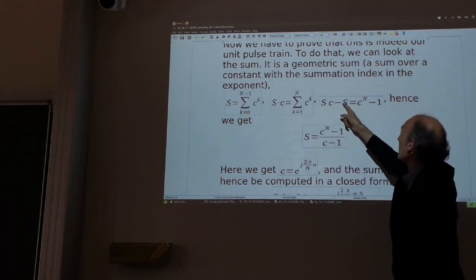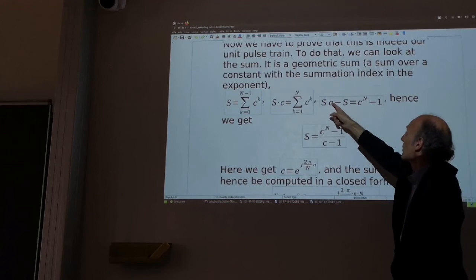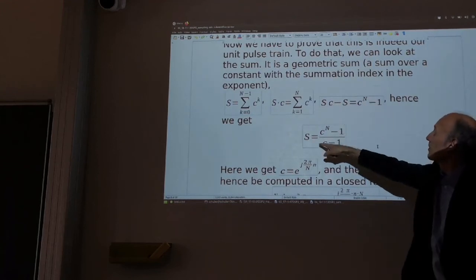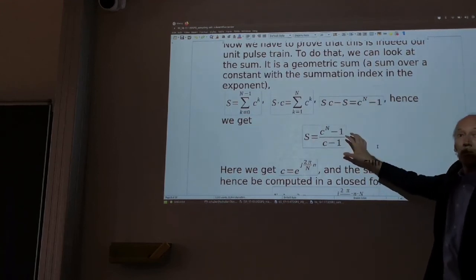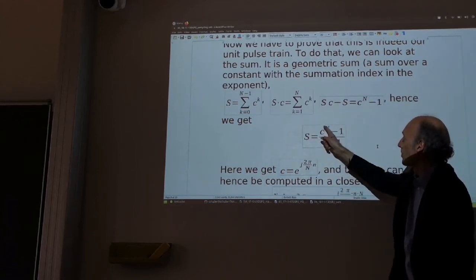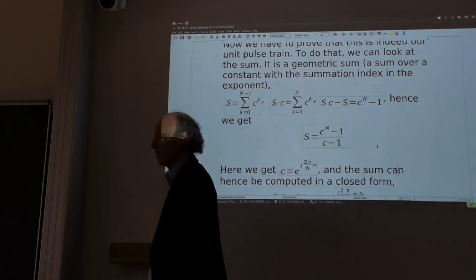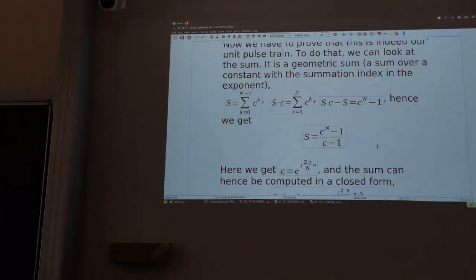So we know that this is true, and then we can just factor out s and bring the c minus 1 on the other side, and this is the result. So this is our closed form solution for the sum. And now we can just replace c by this e to the j 2 pi over n times n. And we have our solution.